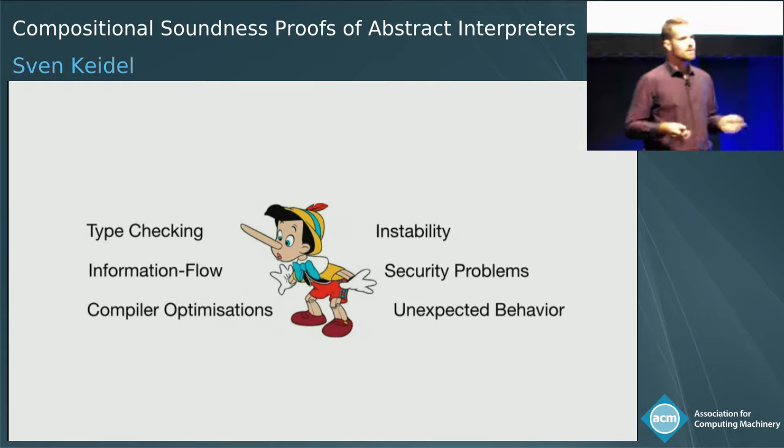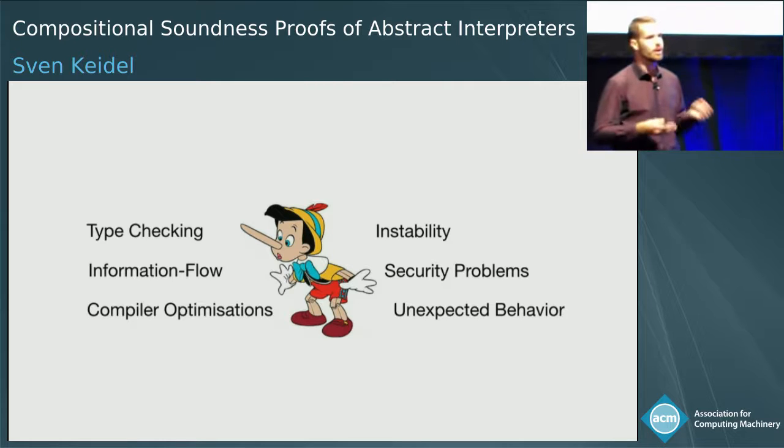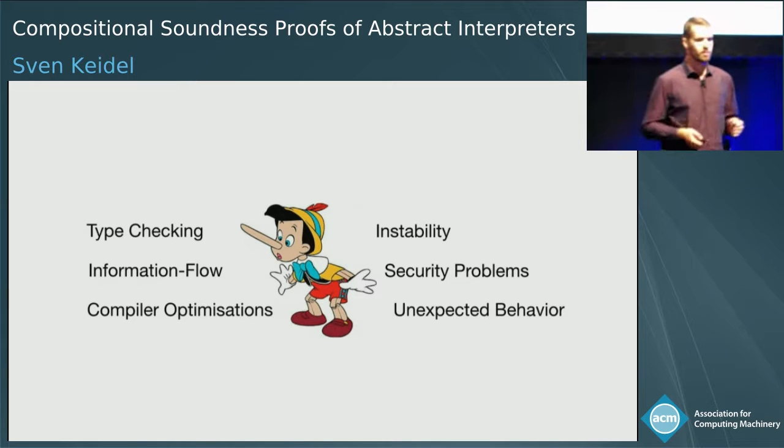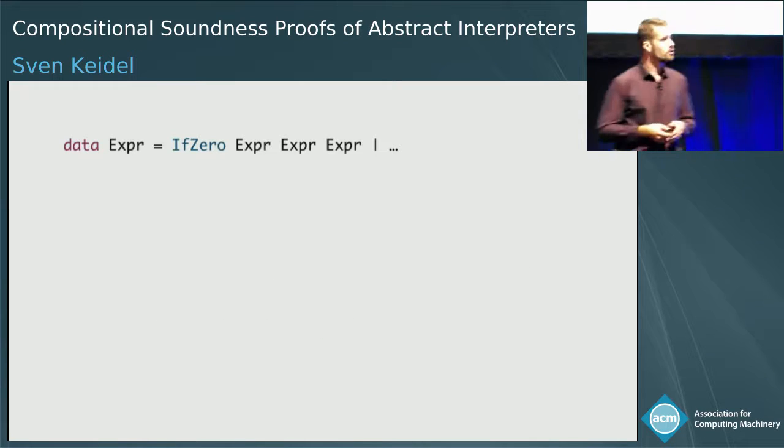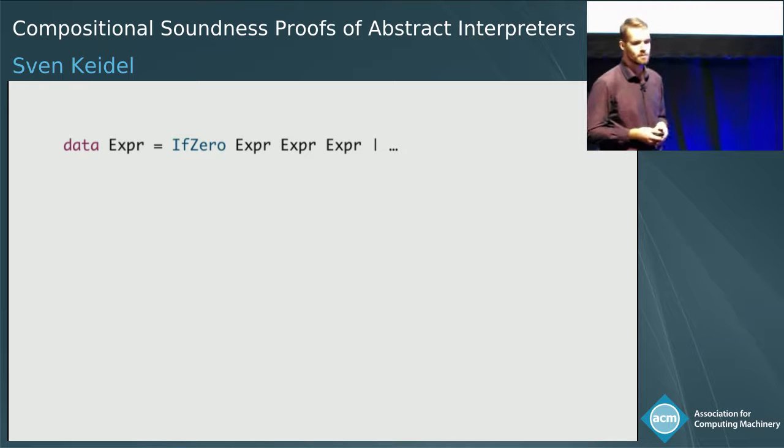So in all of these cases, ensuring that the static analysis that you use is sound is really important. But what does it take for an analysis developer to prove that their static analysis is sound? Well, let's look at an example. By the way, all the code that I show you in these slides is Haskell code.